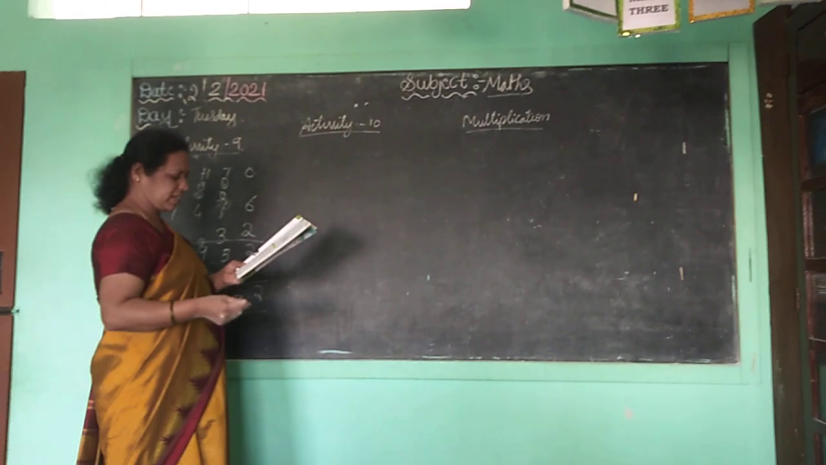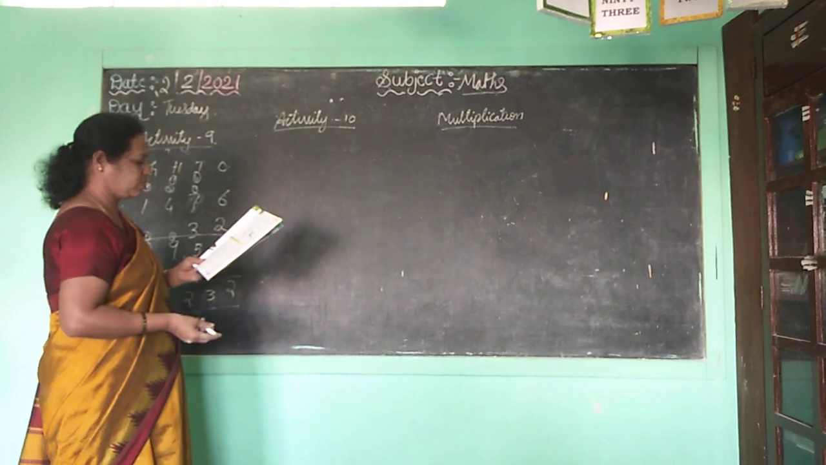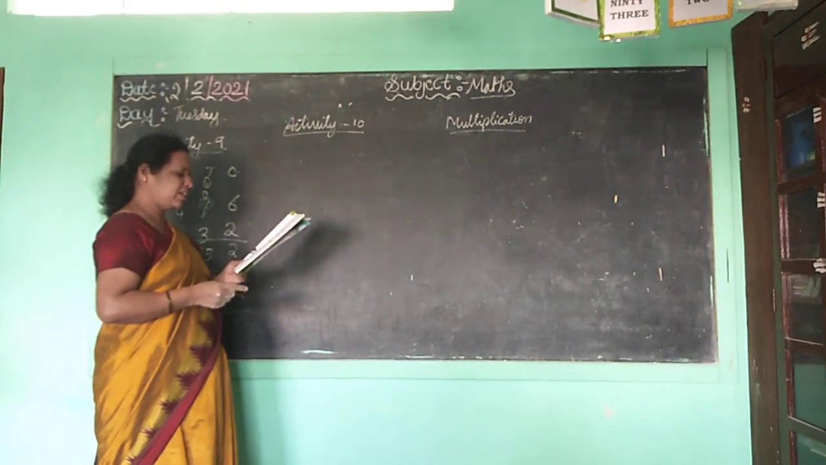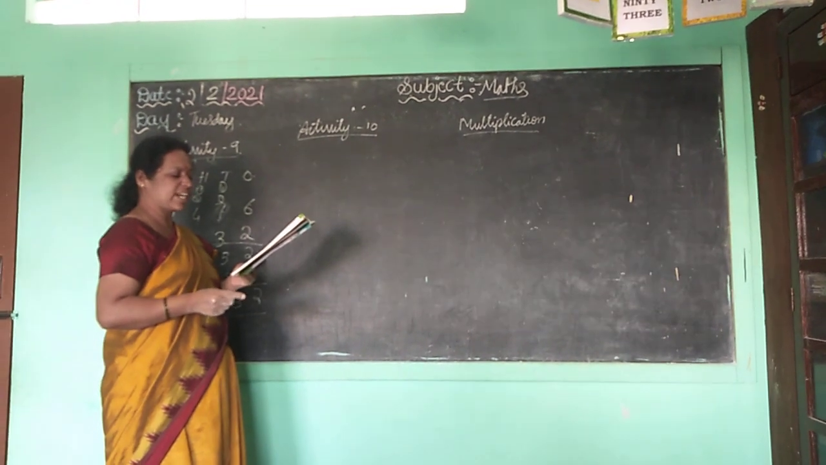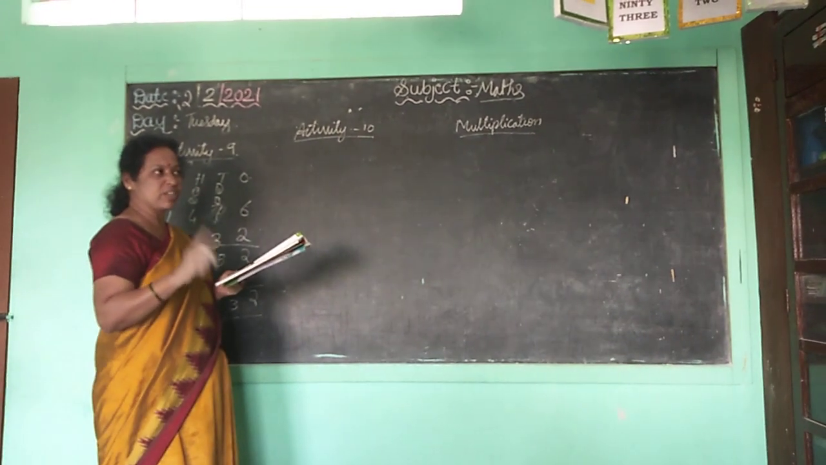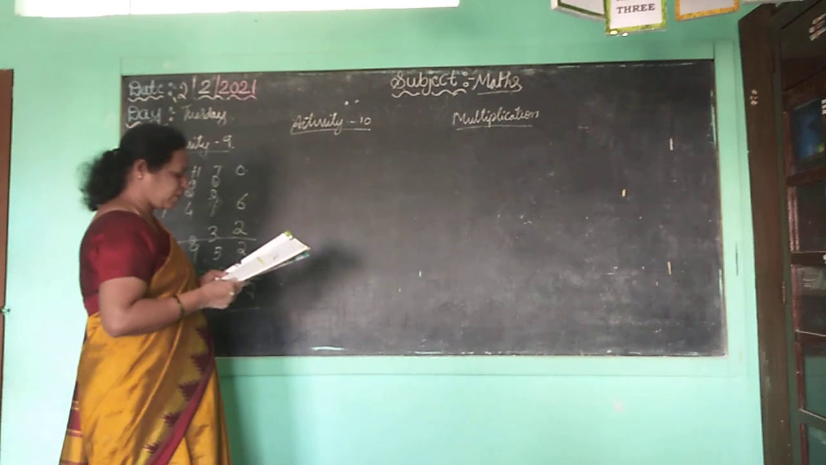First one, page number 55, activity 10. Solve the following problem. Shruti can type 75 words in a minute. How many words can she type in 48 minutes? So, for 1 minute, how many words does she type? 75 words. For 48, we have to find out.